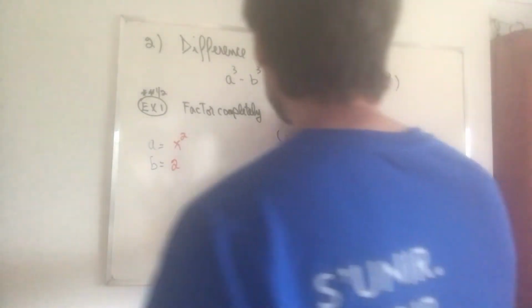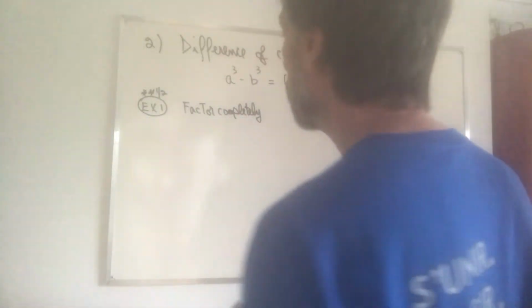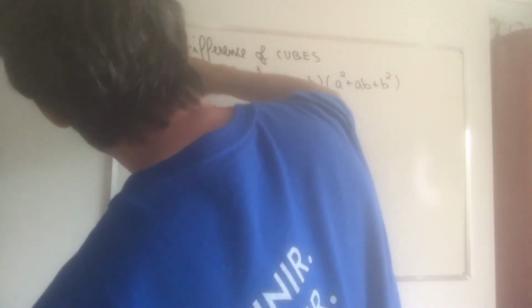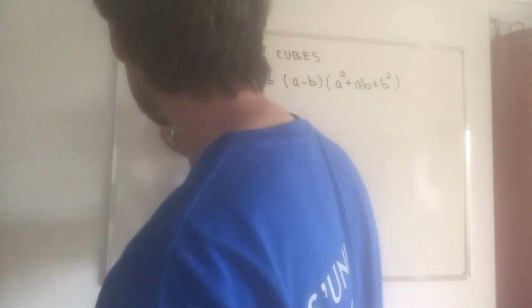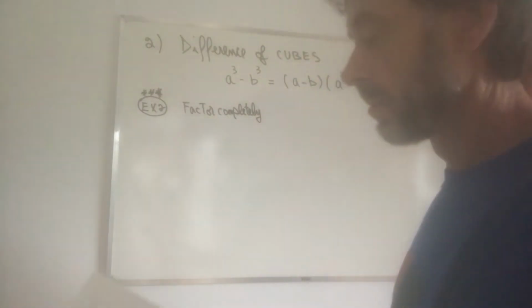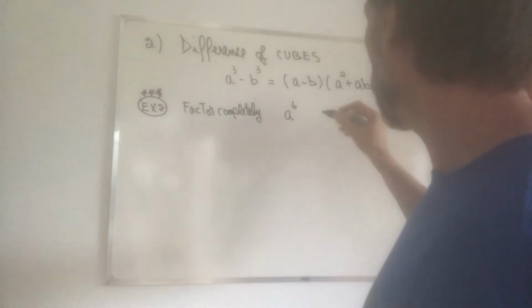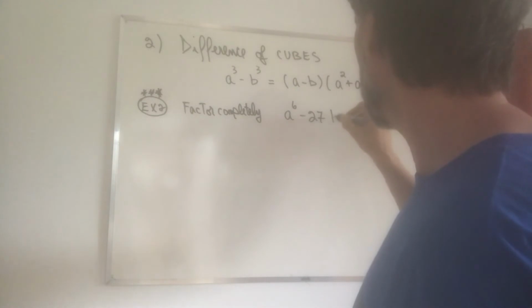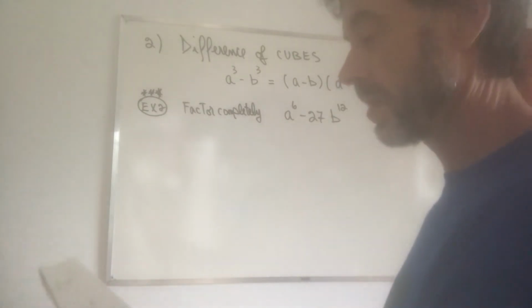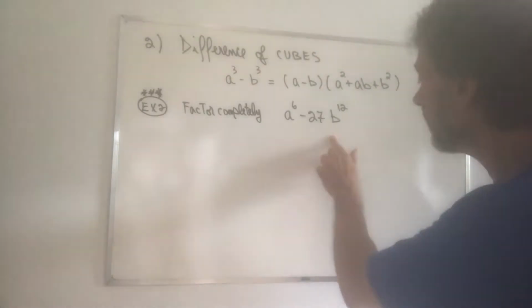Let us see if we can do another one that is perhaps a little more challenging. So maybe we bring this up to 3 stars. 3 stars. Exemple 2. Factor completely. What have I got here? a^6 minus 27b^12. All right. a^6 minus 27b^12.